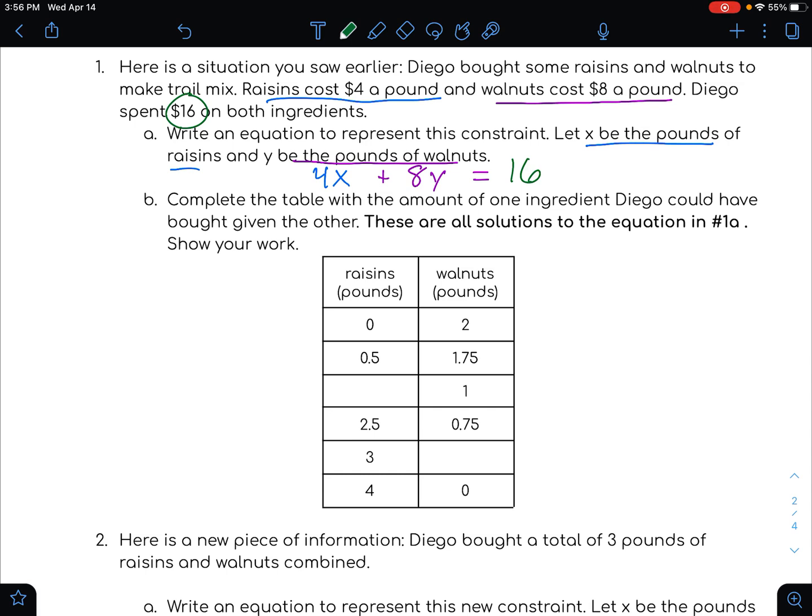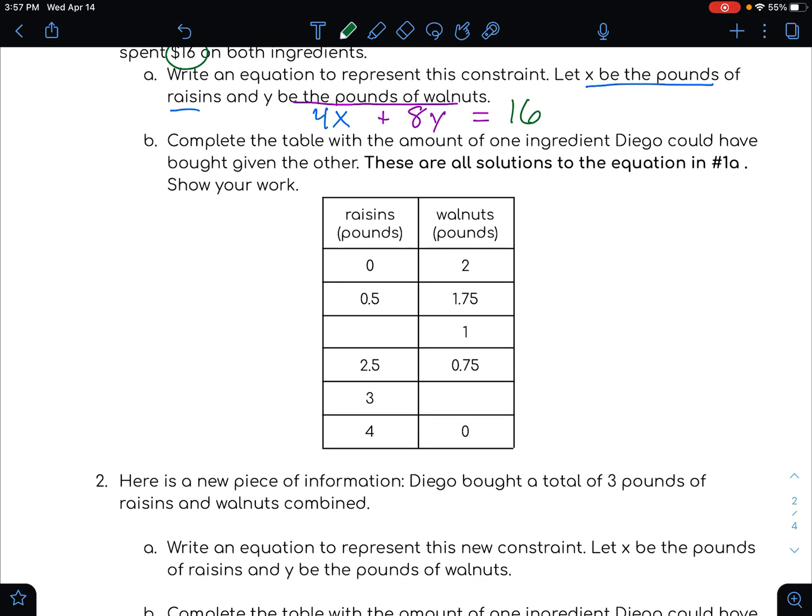Part B, complete the table with the amount of one ingredient Diego could have bought given the other. These are all solutions to the equation in number 1A. So what we're saying is these are all possible combinations that would work. So 0 pounds raisins and 2 pounds walnuts. If you plug that in, 4 times 0 plus 8 times 2 does equal 16. So that combination works, and therefore that's a solution to the equation.